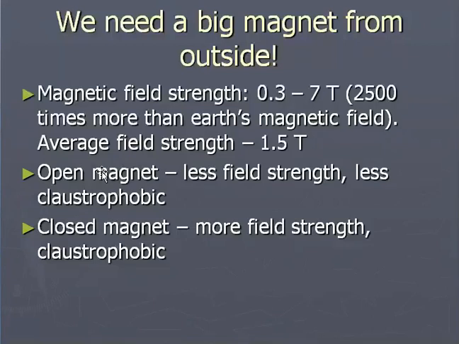Magnetic field strength, which is available for the clinical application, ranges from 0.3 to 7 Tesla. Now, a Tesla is 2500 times more than Earth's magnetic field. Average field strength is 1.5 Tesla. The magnetic power is measured in Teslas. There are various types of magnets: open magnet, less field strength, less claustrophobic; closed magnets, more field strength and most claustrophobic conditions.